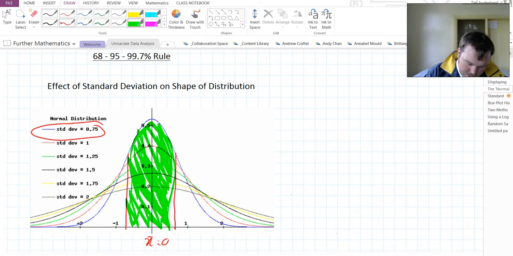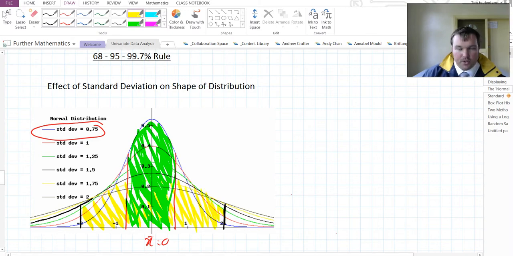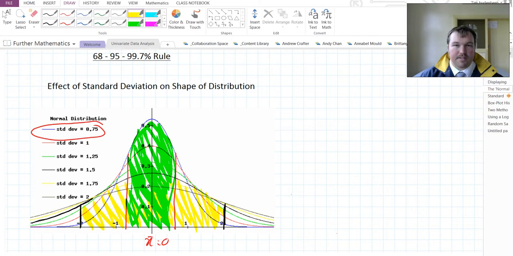Let's take the other extreme with a standard deviation of 2. A standard deviation of 2 means that between here and here, that long black curve going up there, it's saying that 68% of the population fall in there. So both of them are normally distributed curves, they just have adjustable standard deviations. But either way, the 68, 95, 99.7 rule holds.